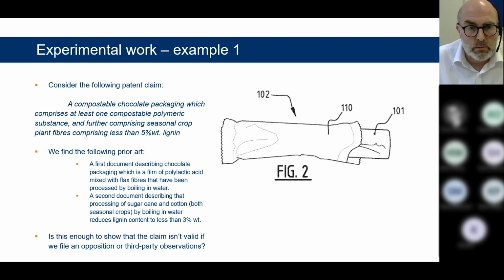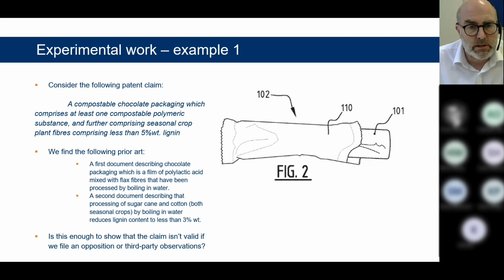And what have we done? We've done some searching, we've found some prior art, and we found the first document which describes chocolate packaging, which is a film of polylactic acid. So that's a polymer, that's great. And it also has flax fibers, which have been processed by boiling water. So we do have those seasonal crop plant fibers. What's missing there is we don't know whether or not those flax fibers have less than 5% lignin.